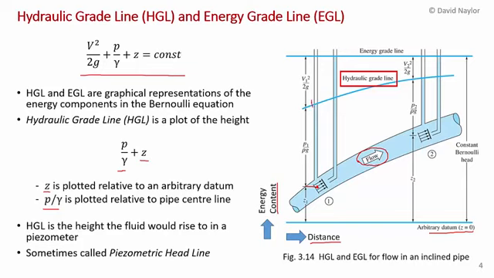At point 1, you can see that the hydraulic grade line passes through the top of the fluid in the piezometer at point 1, and the same thing over here at point 2. So the hydraulic grade line at point 1 is Z1 plus P1 upon gamma, and the hydraulic grade line at point 2 is Z2 plus P2 upon gamma.